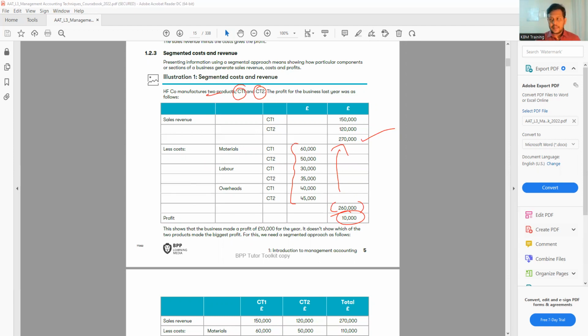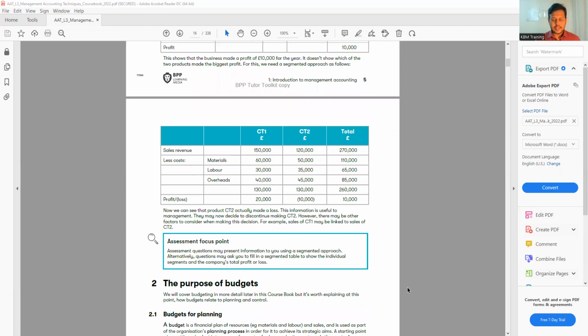Now, if I make the segment where I like to see the profit separately, you can see here we have CT1 and CT2, and that's the total. I can see my CT1 makes me a profit of 20,000 and CT2 makes me a loss of 10,000. For that reason, the total profit is 10,000. So it's very important to understand.